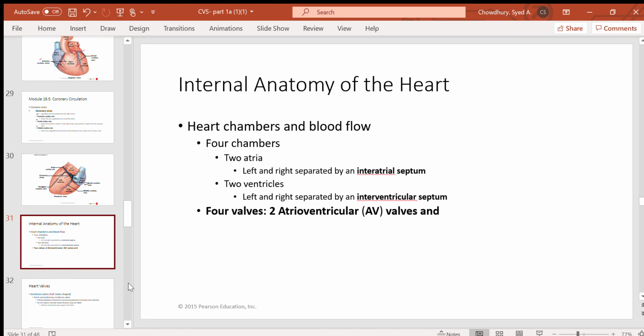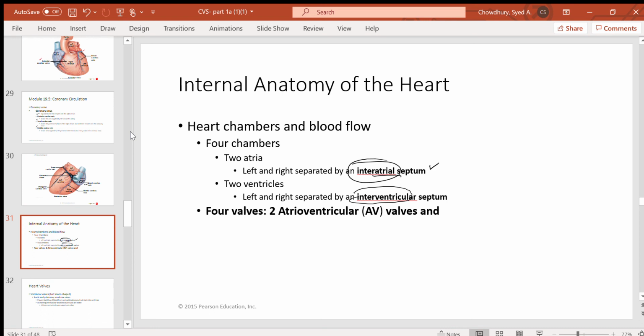Okay, now the partitions between the chambers. Between two atria, the septum or partition is the interatrial septum, very simple, and between two ventricles, the septum or partition is the interventricular septum. Okay, so that's how the atria and ventricles are separated.